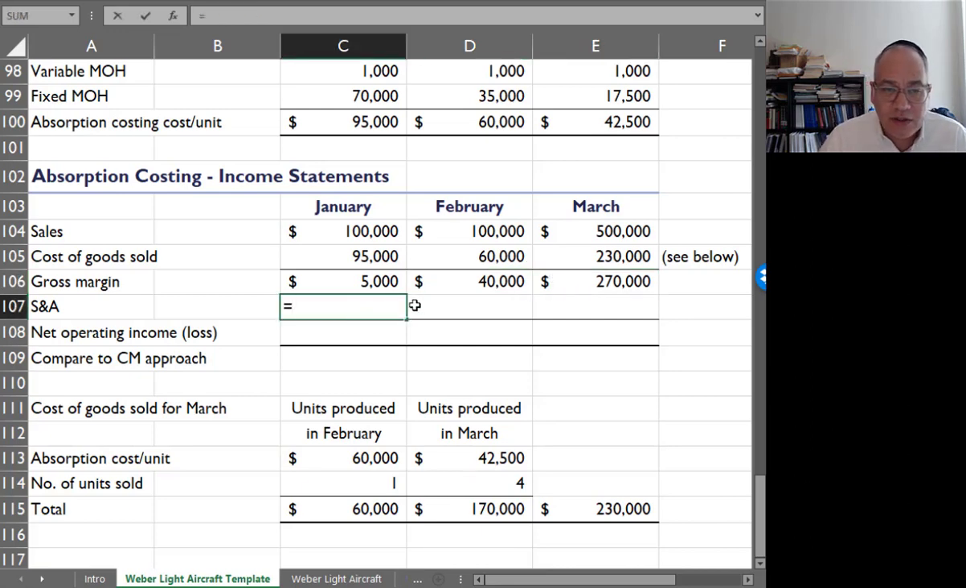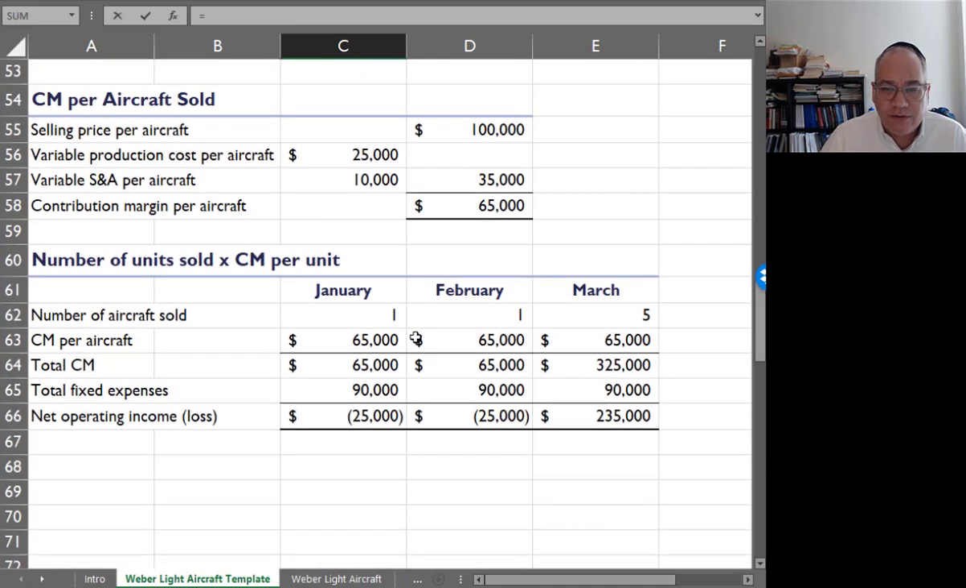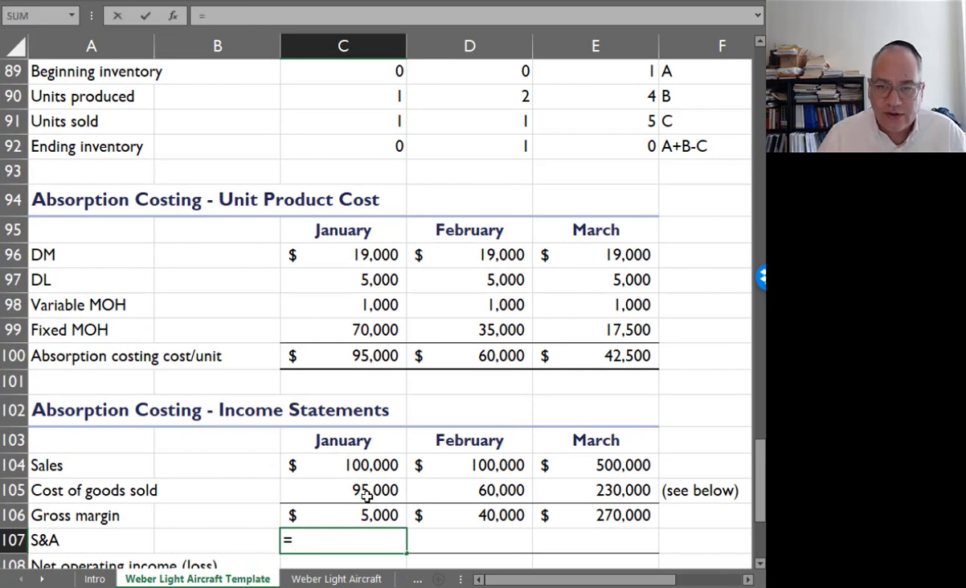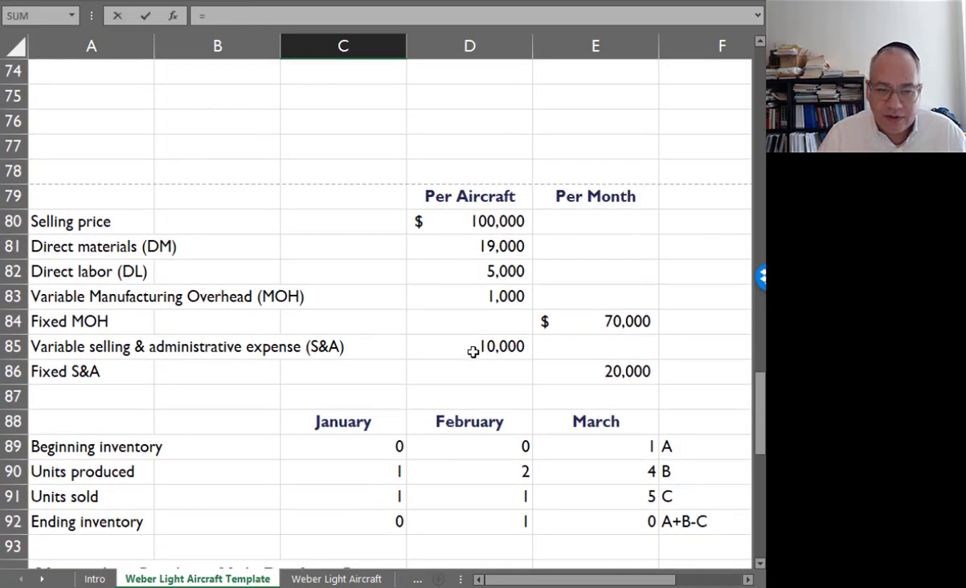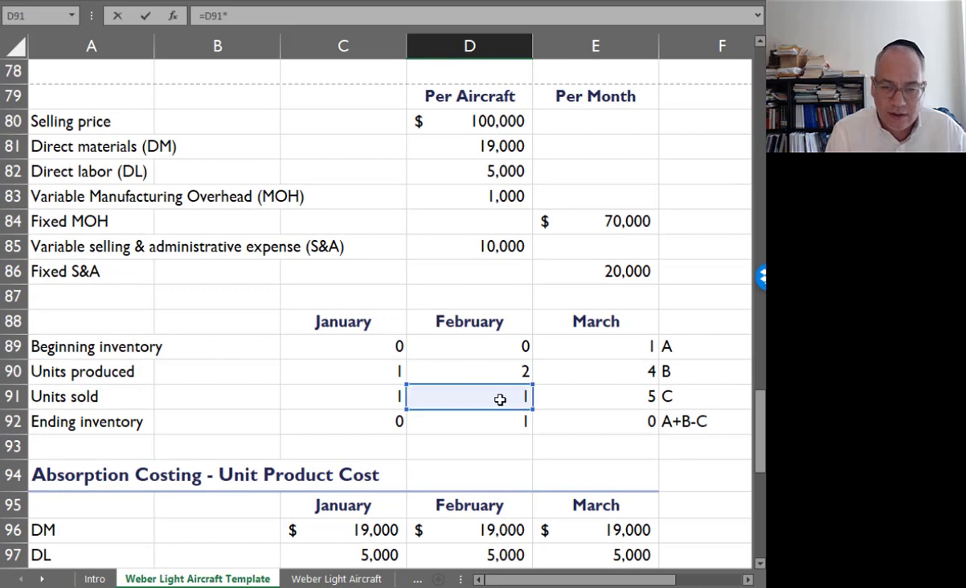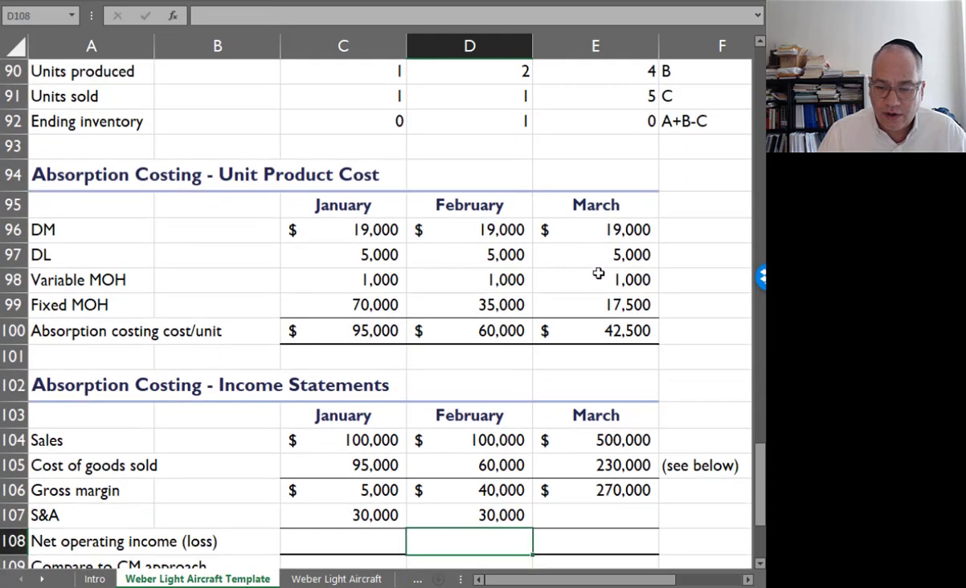My selling and administrative expenses would be the combination of fixed and variable. And I hope you don't mind, I'm going to do this in kind of an impromptu way. You could do this with tables, which is really more reliable. In January, I sold 1 unit for $10,000 variable cost plus fixed selling and administrative of $20,000, which is $30,000. For February, I also sold 1 unit and variable S&A is $10,000 plus fixed S&A is $20,000, or $30,000. For March, it should be the same.